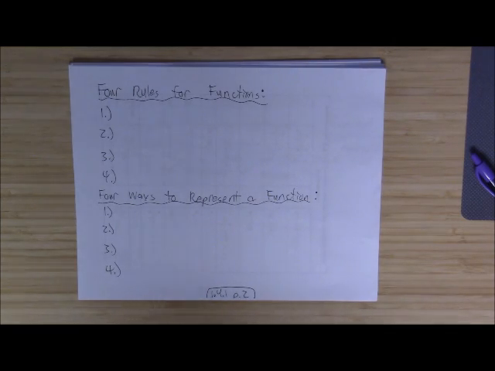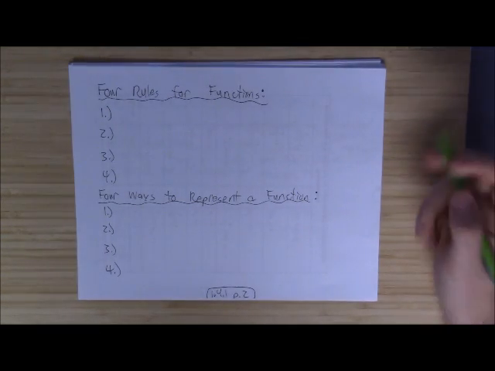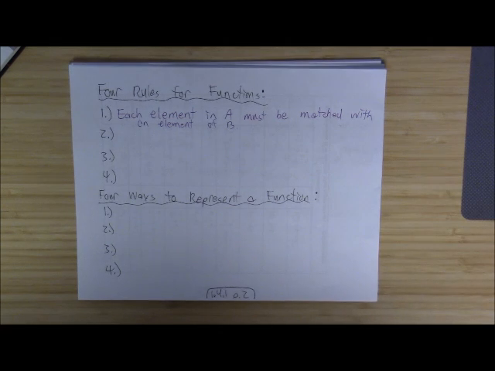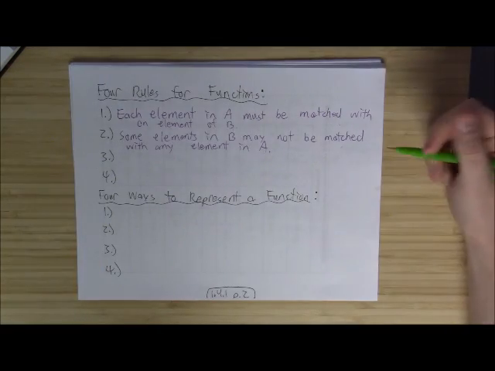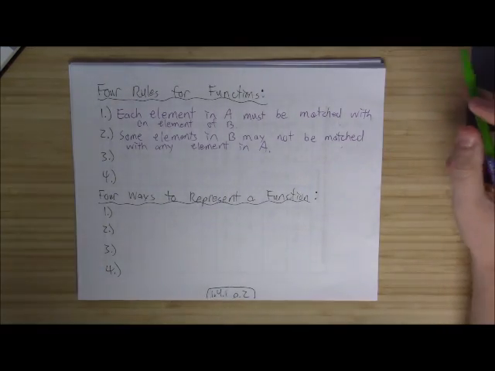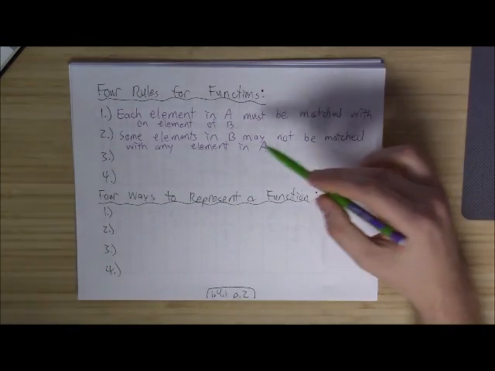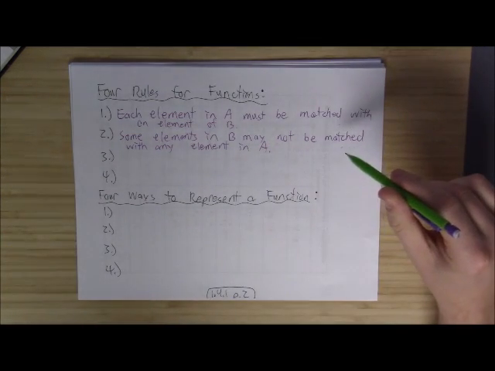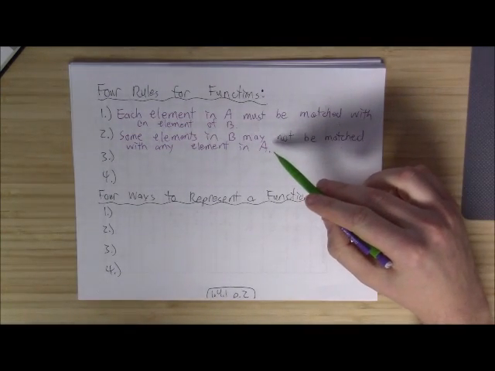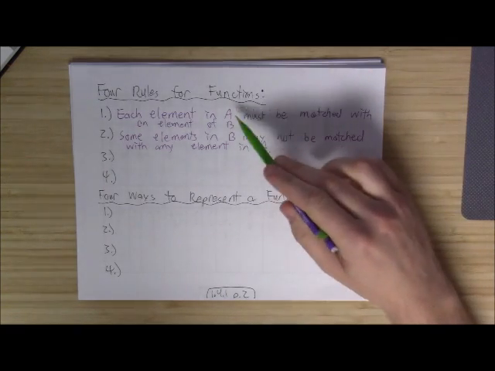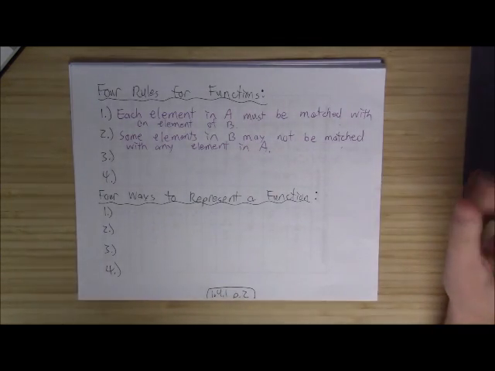So to summarize, there are actually 4 different rules for functions. The first rule is that each element in A must be matched with an element of B. That is, every element in your domain must get used. The second rule is then that some of the elements in the set that you're going over to may not be matched with any element from your domain. Okay, so not everything needs to be hit there, even though everything in A needs to get used.